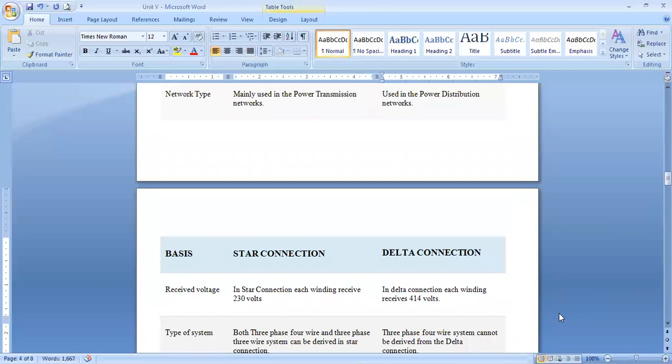Now this is the comparison between star and delta, from which you should write the short note also.